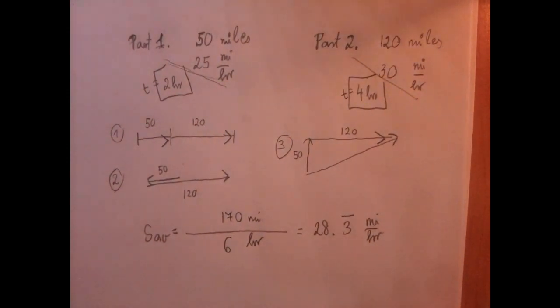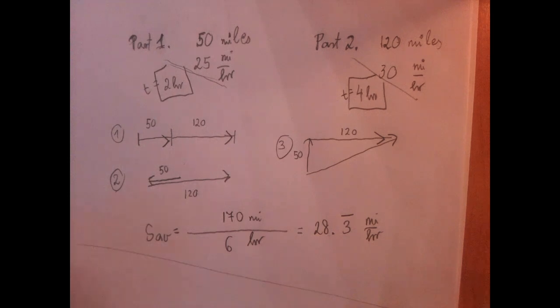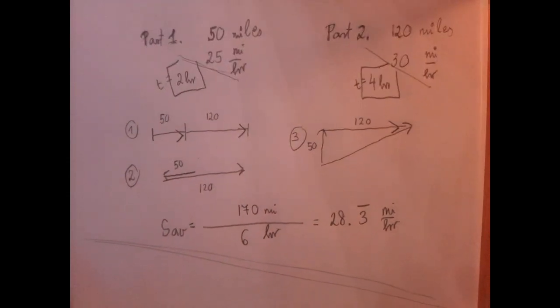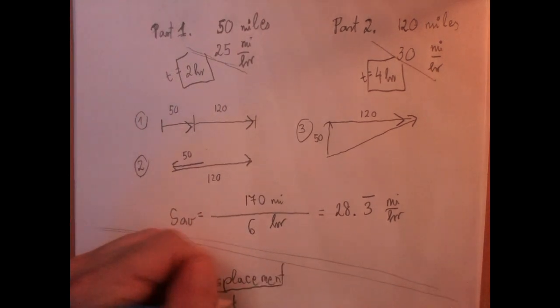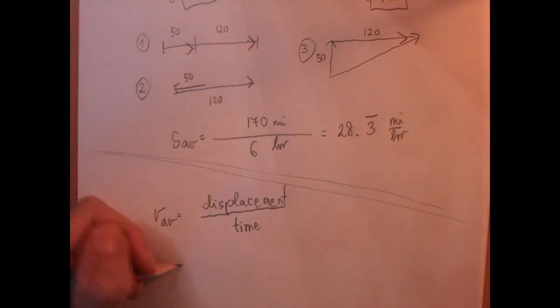Now the average velocity will be different in the 3 cases, because the numerator in average velocity is not the total distance traveled. It's the displacement. So V average is displacement divided by the time. You might wonder, what is the displacement? Well, it is the change in location.